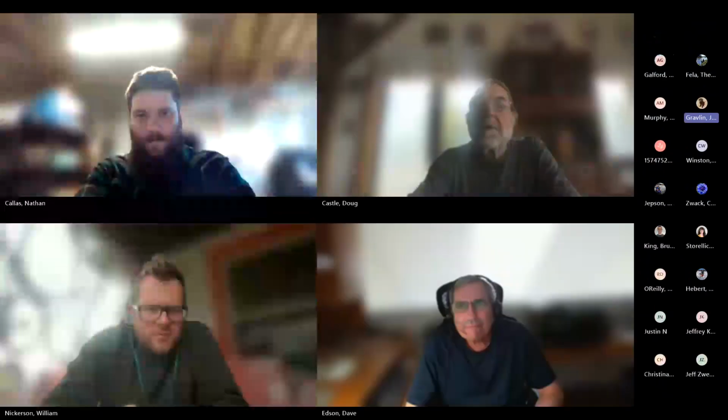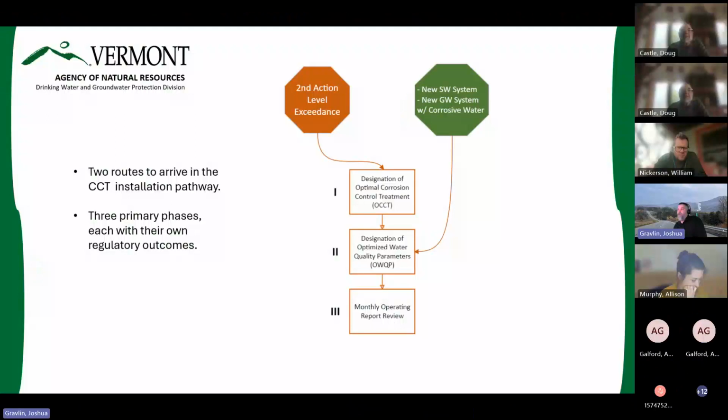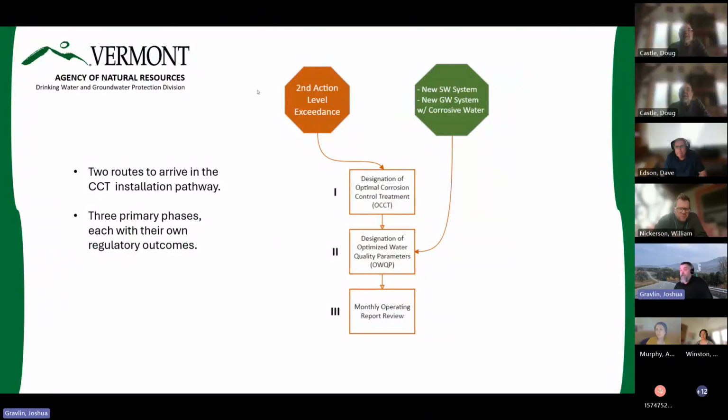There are two main pathways to arrive at corrosion control. Either A, the water system can have a second action level exceedance, and that can either be copper or lead, or it can be a new water system, whether it's surface water or groundwater with corrosive water. They're going to end up having to install corrosion control as part of the design process and initial construction phase. And so I generally do not interact with them until that construction phase is complete.